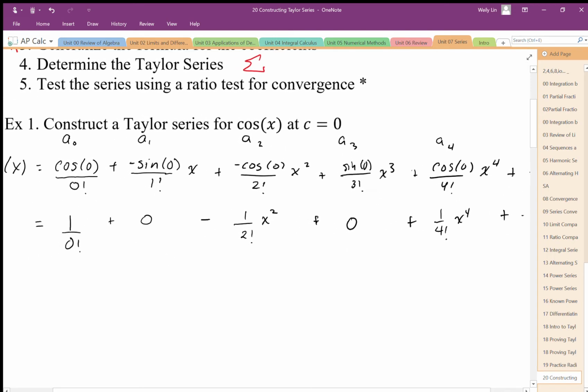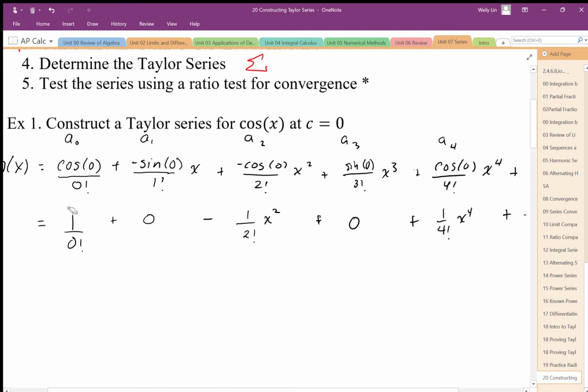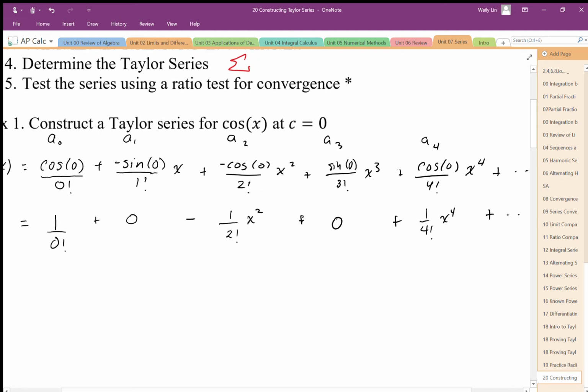Looking at these coefficients then, we really just start with 1 over 0 factorial, 1 over minus, so it looks like it's alternating. It's going to alternate every second term like that. We're going to skip terms, so we need to be able to skip terms, which means that for every second term we're going to need to use a 2n formula for this.